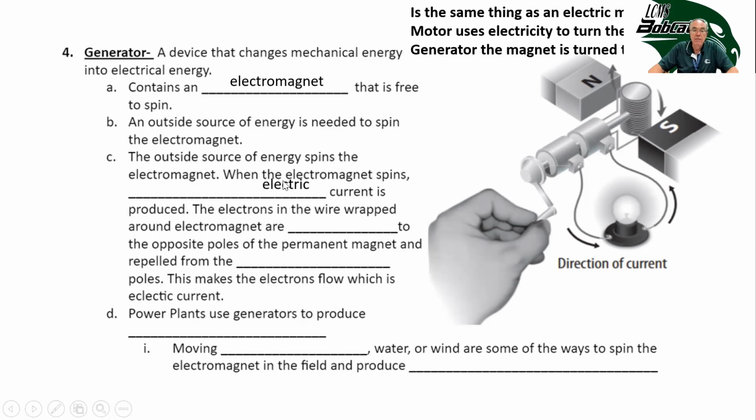The outside source of energy spins the electromagnet, and as the electromagnet spins, electric current is produced. The electrons in the wire wrapped around the electromagnet are attracted to the opposite poles of the permanent magnet and repelled from the like poles. This makes the electrons flow, which is the electric current. Power plants use generators to make electricity, which we studied earlier in the year. Moving water, steam, spinning turbines, and wind are some ways to spin the electromagnet in the field and produce the electric current.